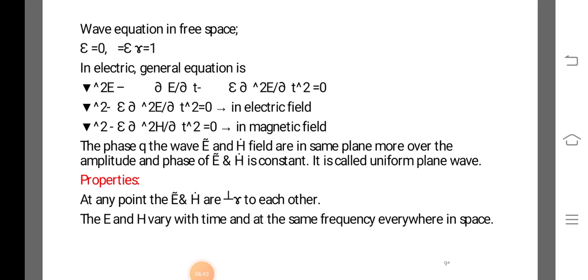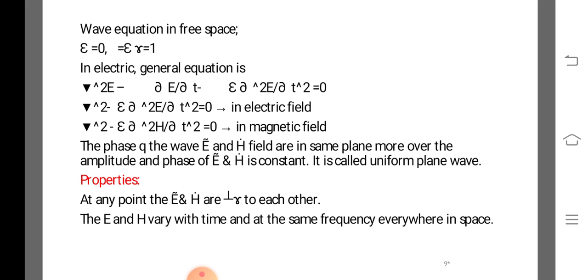So the wave equation in free space, sigma equal to 0, epsilon r equal to 1. For the electric field, the general equation is del squared E minus mu sigma dou E by dou t minus mu epsilon dou squared E by dou t squared equal to 0. So for the electric field, del squared E minus mu epsilon dou squared E by dou t squared equal to 0.